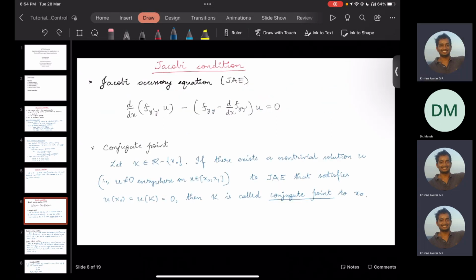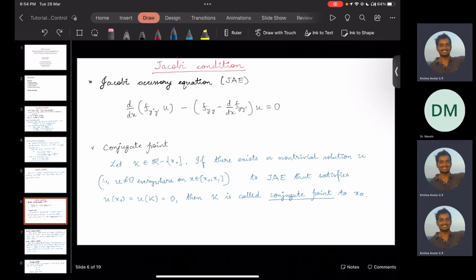And then we would require a more exhaustive condition, or I should say something which is global in nature, for the existence of an extremum. So there is where the Jacobi condition comes into the picture. Now let's start with what we mean by this.